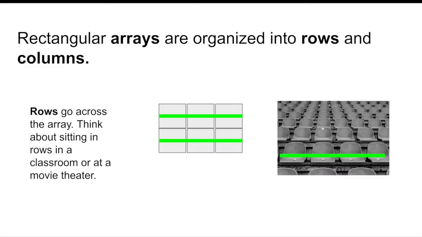Important things to know about arrays is that they're organized into rows and columns. First, let's talk about rows. Rows go across the array. Think about when you sit in rows at a classroom or a movie theater or something like that. I drew green lines to show you the rows. This array has 2 rows. Here's a picture of chairs in rows at a stadium. You can see as they go across, that's a row. There are a lot of rows in this picture.